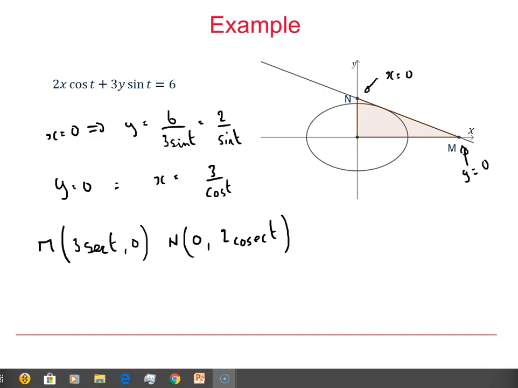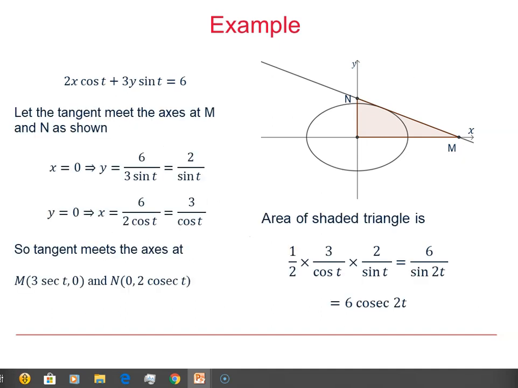And given the results for x and y, it's then straightforward for us to calculate the area of the triangle. So we have here half base times height, so 6 over sin 2t, and writing it in the form that's expected, 6 cosec 2t.